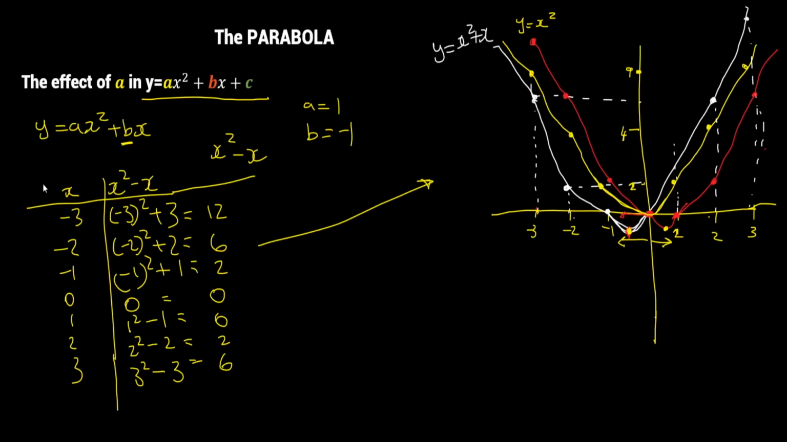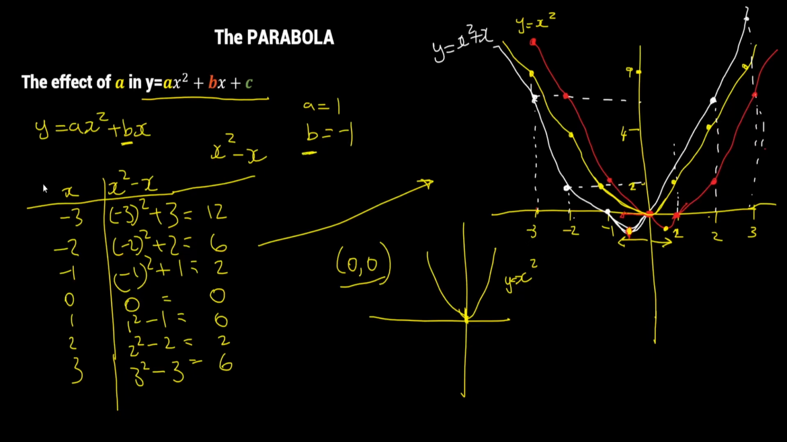So now what we can see is that the turning point is no longer at 0, 0. From the basic graph that only has a, the basic one, which is y equal to x squared, we can see that our turning point is always at the point 0, 0. And now we can also see that here it has shifted from that point. So we can tell that the value of b also has an effect on the turning point.